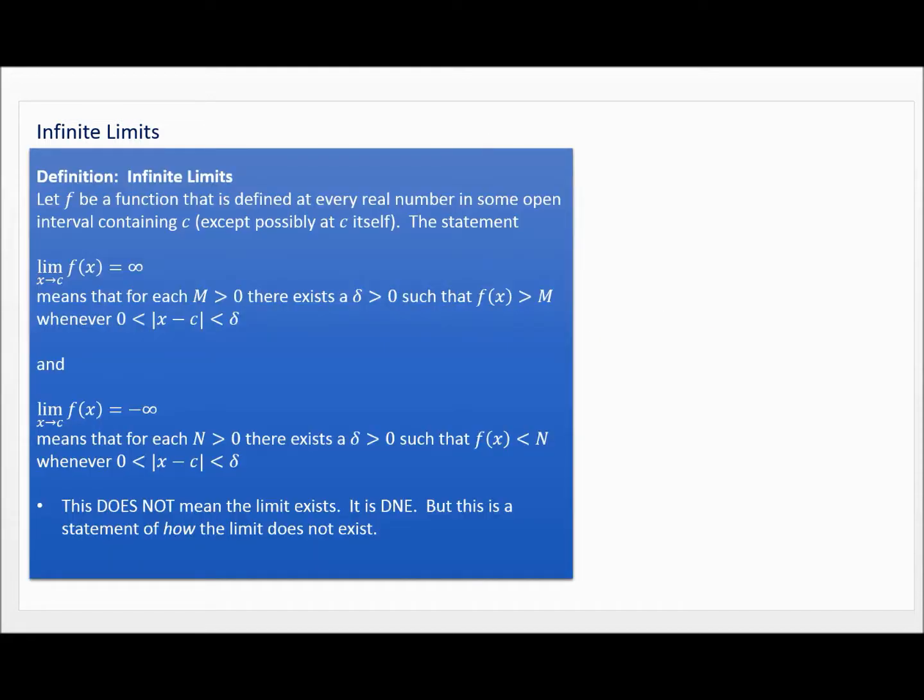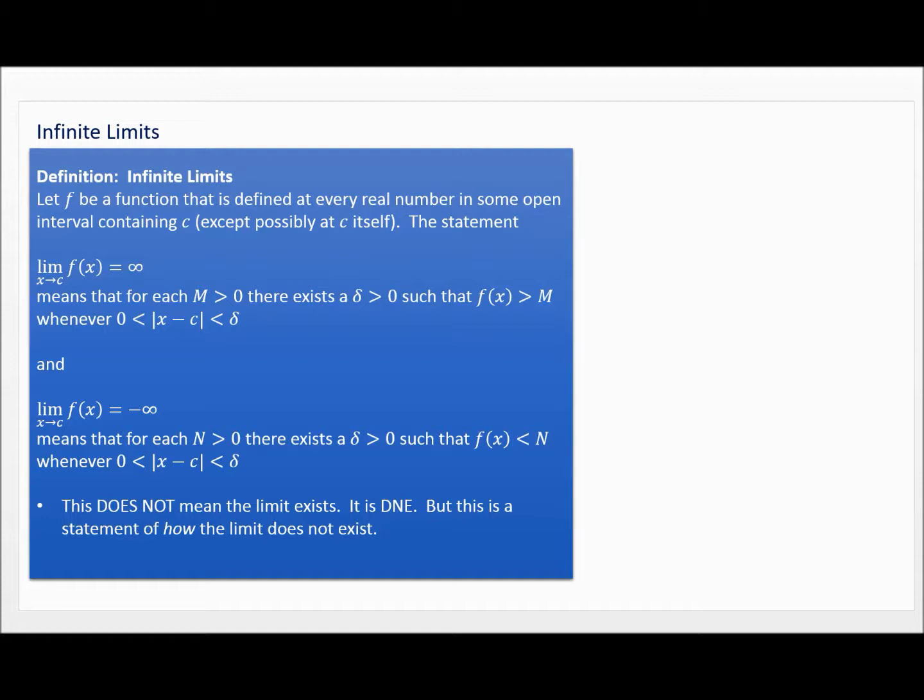Okay, so what we have here is the formal definition of infinite limits. Don't stress, I'm not going to make you do problems using this on the test. I am going to ask you to do this for the limit definition, but not for infinite limits. But I do want you to understand this rigorous definition.